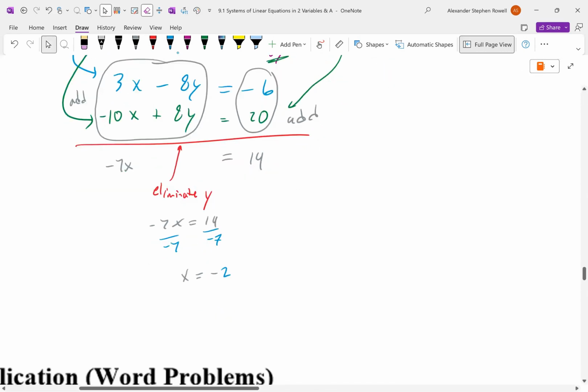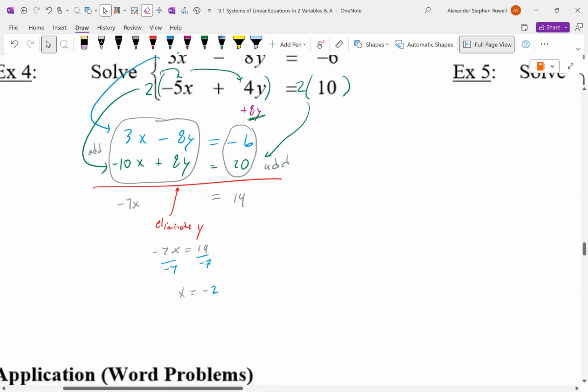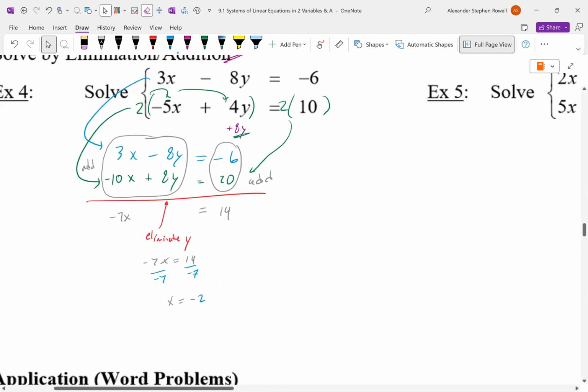What does this mean? Yeah, it means they intersect just like before. So we need to find the y value. Let's plug into any form of either equation. Which equation looks easiest to plug into? Don't stress too much. You get the same answer either way.